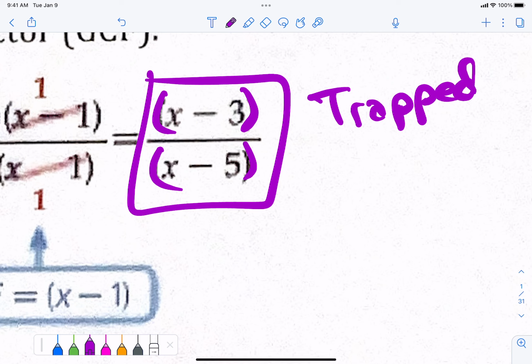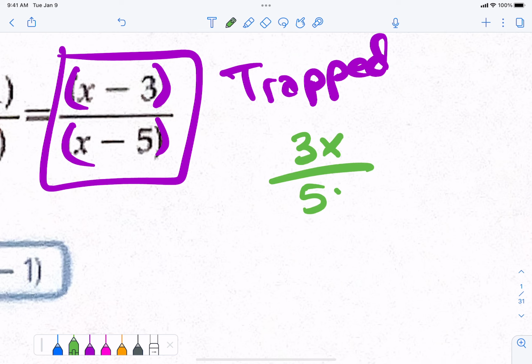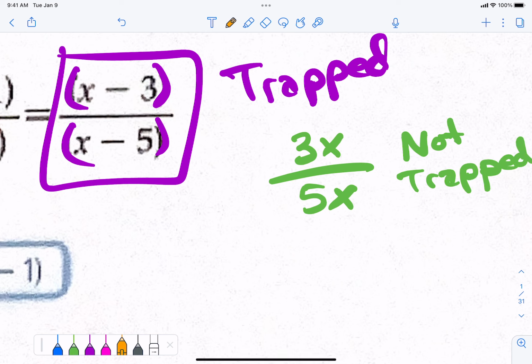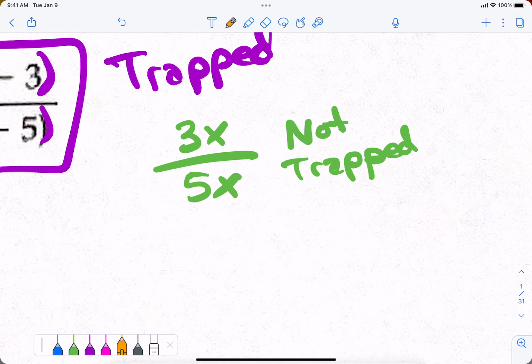They are trapped together. So if you are going along and you are trying to cancel this X with this one, that doesn't work. You can't cancel those X's because they are trapped with their number, right? If you are adding and subtracting, that makes them trapped, okay? If this was like 3X over 5X, that would not be trapped. So I'm going to say not trapped, okay? What could you do to 3x over 5x if you were trying to reduce? Maybe nothing. Could you do anything to 3x over 5x?